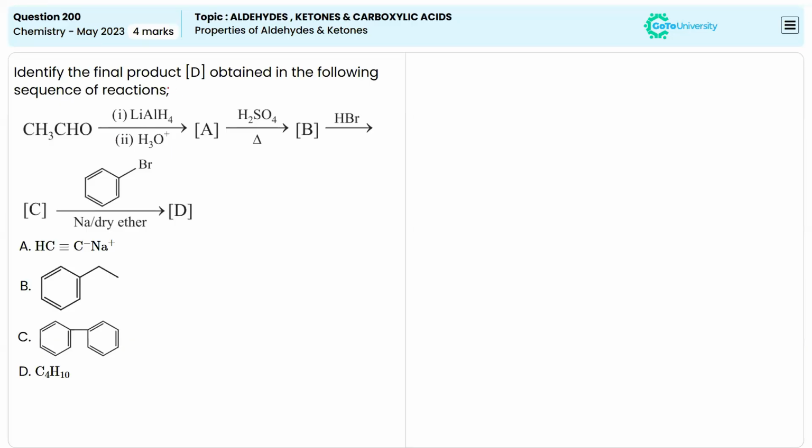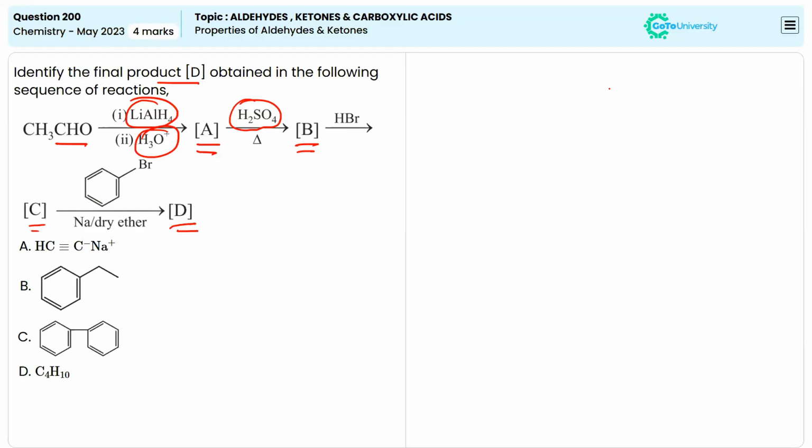In the next question, we have to identify the final product obtained in the given reaction. Acetaldehyde reacts with lithium aluminum hydride in presence of acidic medium, producing an intermediate A. This reacts with sulfuric acid and converts into product B. B on reaction with hydrogen bromide converts to C, and C on reaction with bromobenzene in sodium and dry ether produces product D. Now we have to find the final product D.